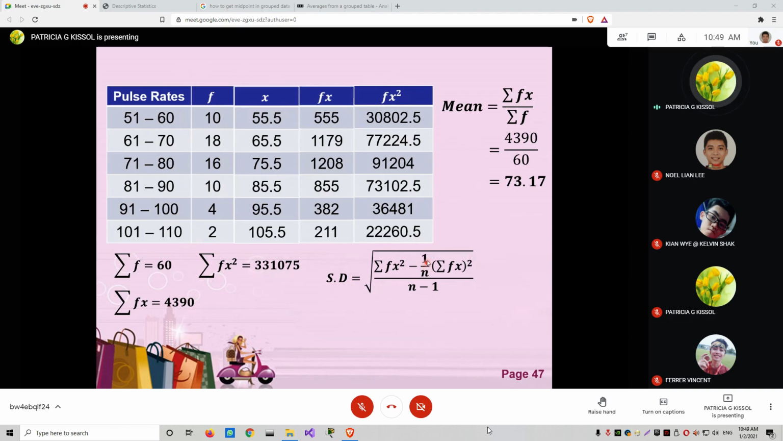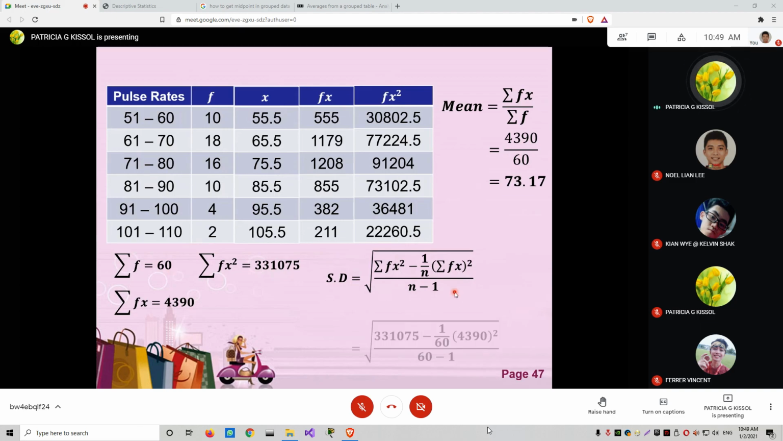Well, practically, it's just that instead of putting the N below the summation fx squared, I put it as 1 over N, N over N minus 1. Now, this is where a lot of students get confused. They think that the N is 1, 2, 3, 4, 5, 6, so they put 6 here. Definitely, your answer will be so different. The correct N is referring to summation of F, which is 60.